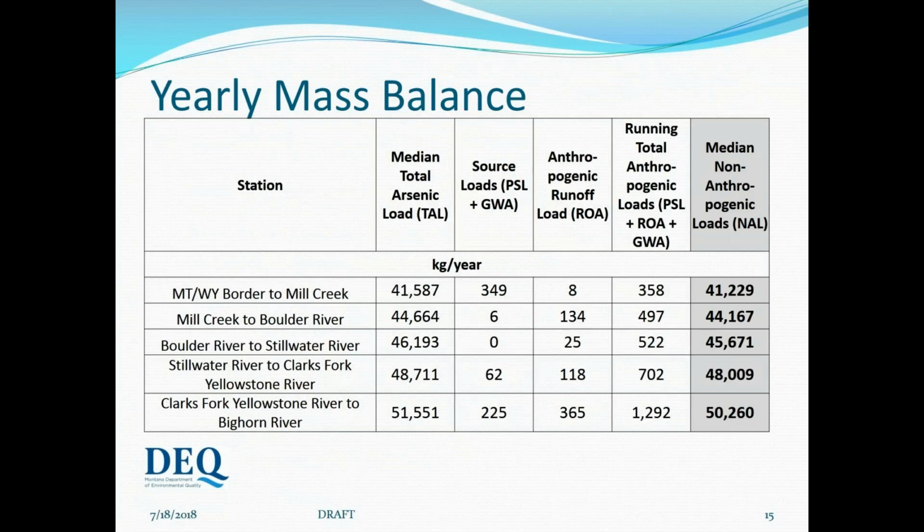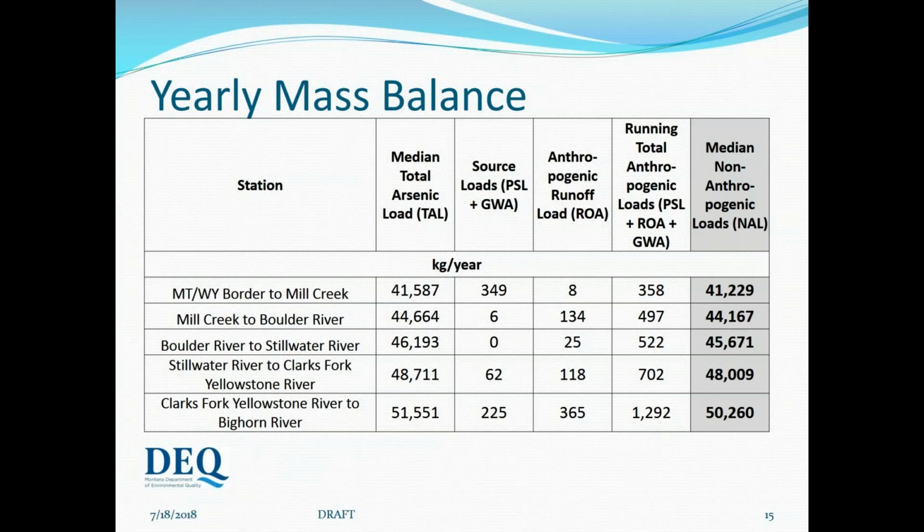Okay, fast forwarding to the yearly, we put everything into the mass balance, and we were able to create a yearly mass balance for each of the 5 segments of the Yellowstone River. The first column is the total arsenic load, which, again, is the ambient arsenic load in the Yellowstone River. What's included in that is any source loads, which in this case, for the Yellowstone River, we did have point source loads, and we did have groundwater loads that were anthropogenic. And then there's an anthropogenic runoff component that's added into that.